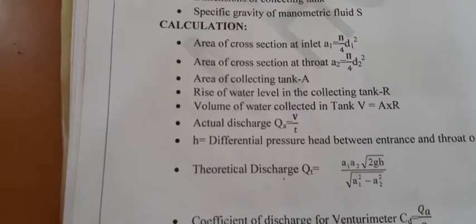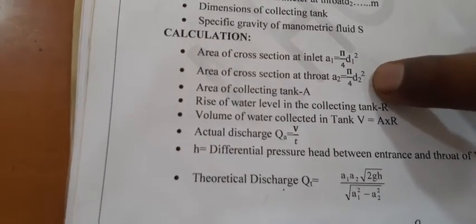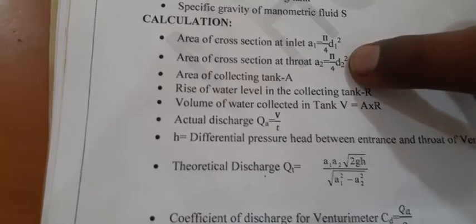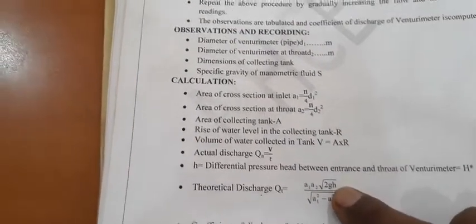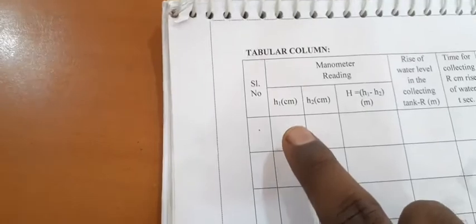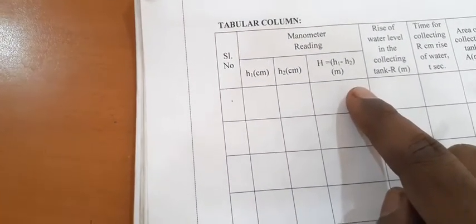A1 is the pipe dia, 25 mm. A2 is the throat dia, 12.5 mm, so it is reduced to half. You just substitute here. What is H? H is the head. Whatever difference we got from H1 and H2, that is called X, and multiplied by 12.6, you will get the value of H. Understood this? So this is the experiment for the venturimeter.